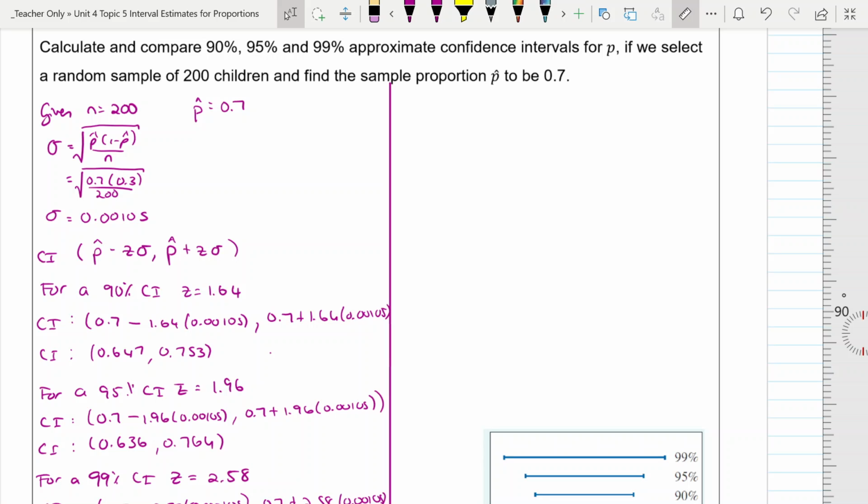Okay, so we need to know what happens to the width of the confidence interval as the confidence level increases, and what happens to the width of the confidence interval as the sample size increases. So I want you to think about both of those things.